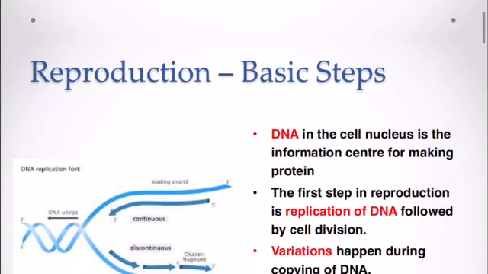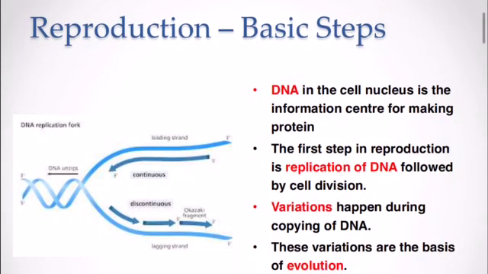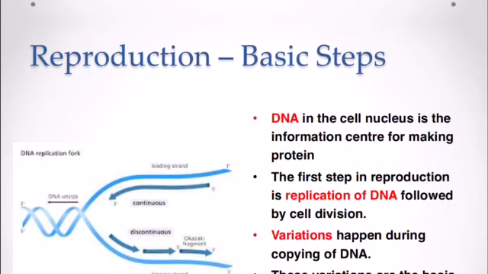Now, the basic steps in reproduction are being told here. What are the basic steps in reproduction? So, in this, DNA in the cell nucleus is the information center for making the protein. What is DNA? DNA full form you have studied in class 9, deoxyribonucleic acid. So, see, this is the DNA replication form. The DNA is a double helical structure.